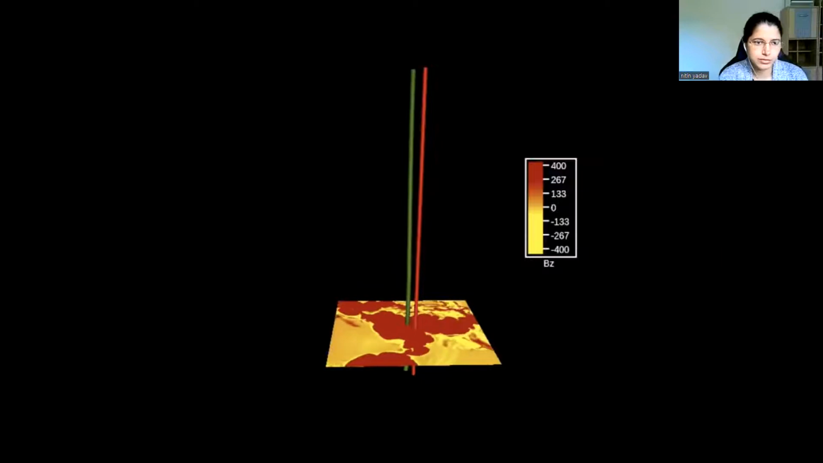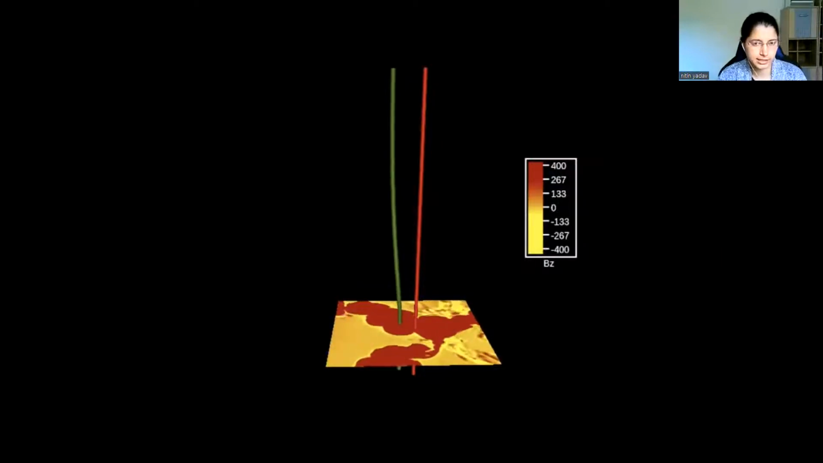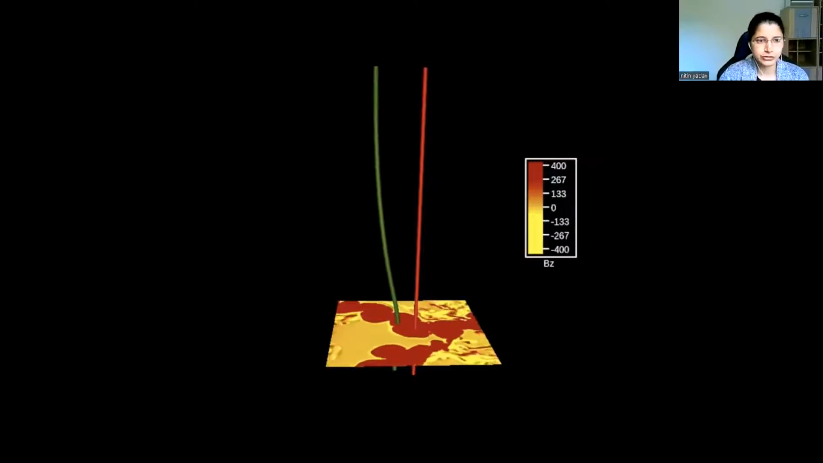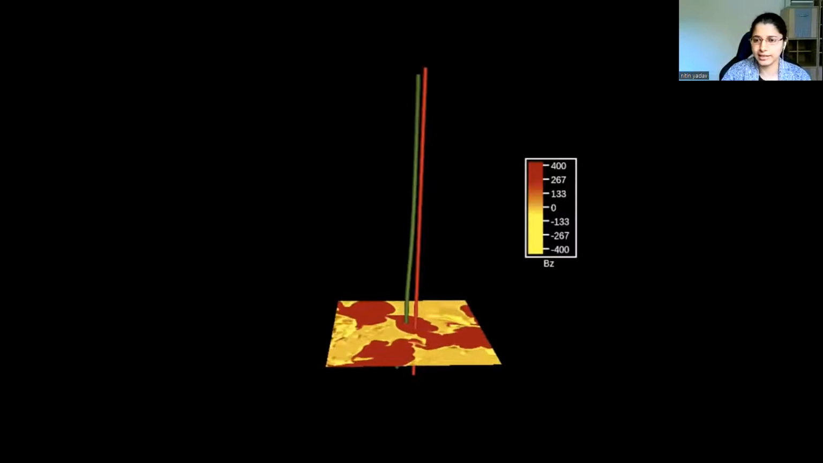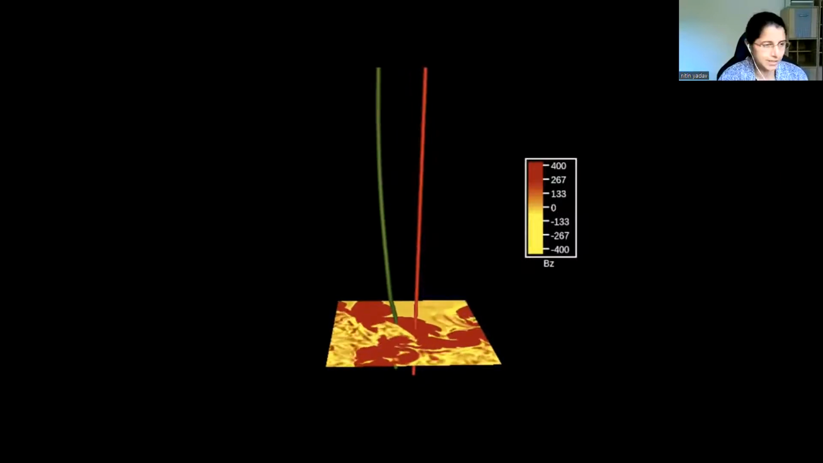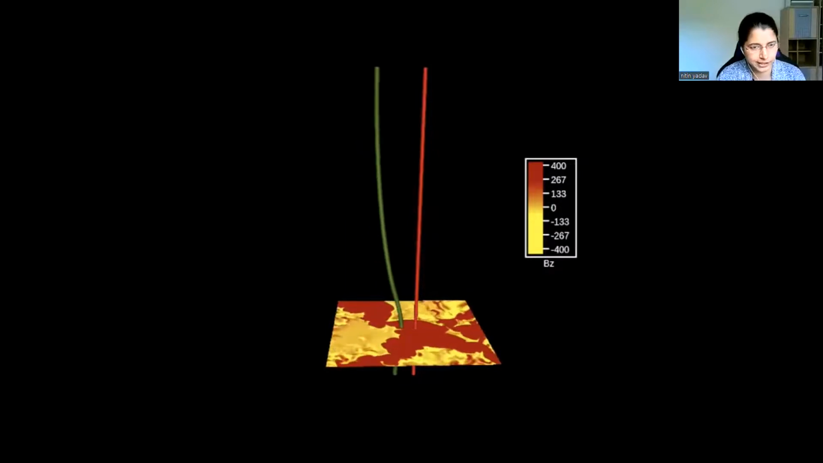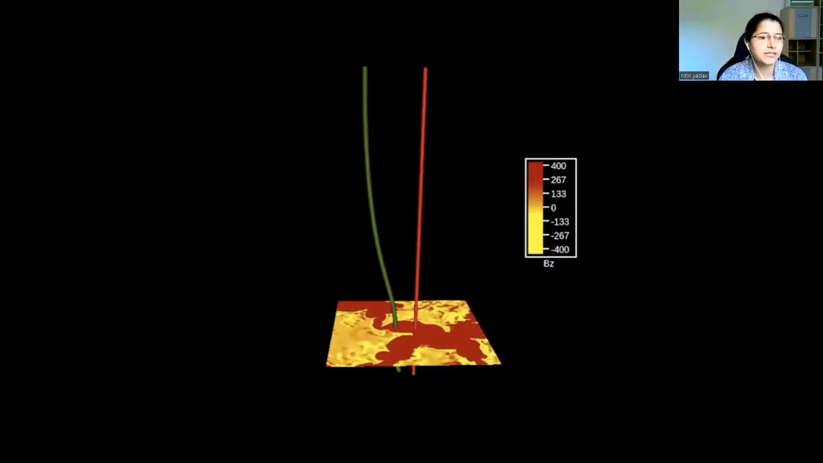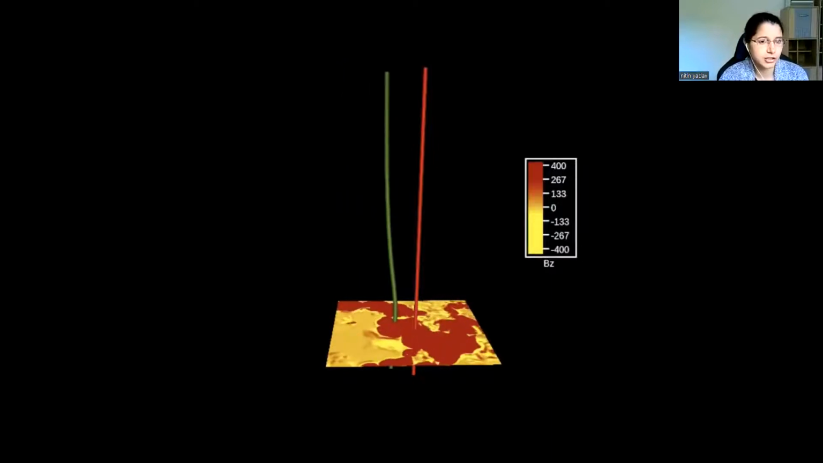So, in this movie, I show the temporal evolution of this field line in 3D space. The green curve shows the magnetic field line, while the red curve is the vertical line at the initial seed location. The horizontal plane displays the saturated map of the vertical component of magnetic field strength. And we can see that the magnetic field line is continuously moving.